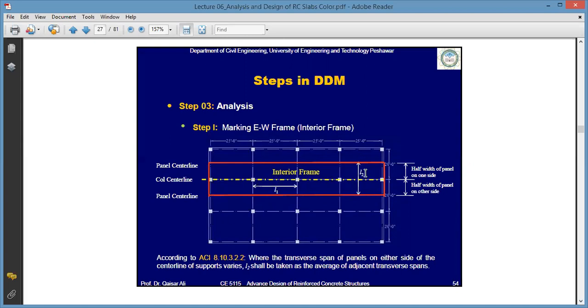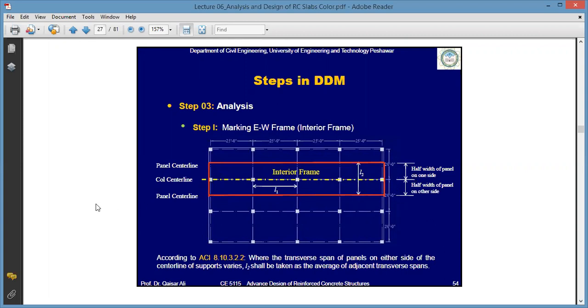We will call it L2, like the terminology of 2, and in this direction we will be using 1. So don't confuse yourself with this. In this horizontal direction we will be taking 1, and in the vertical direction we will be taking 2. Now the interior frame should be further divided into two parts.